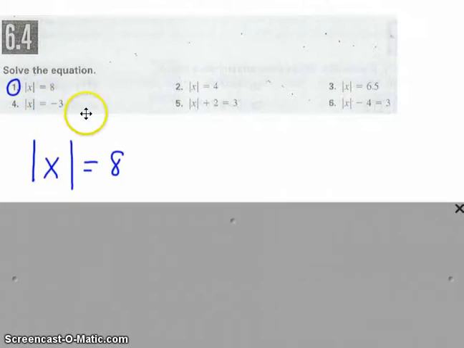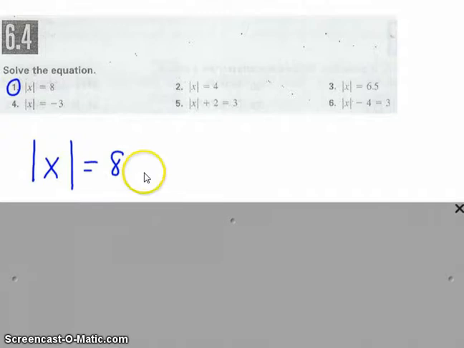The first one here, absolute value of x equals 8. These absolute value bars, basically what they do is they strip off any negative sign that might be inside. So the answer over here on the right will always be positive. The absolute value of anything is positive.